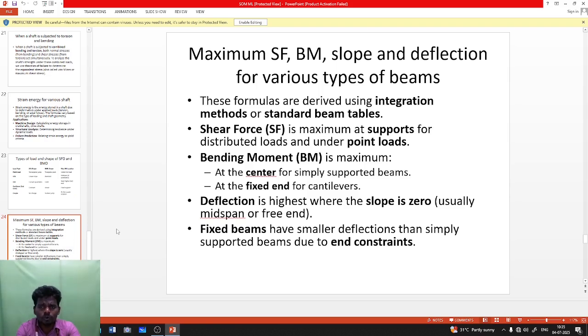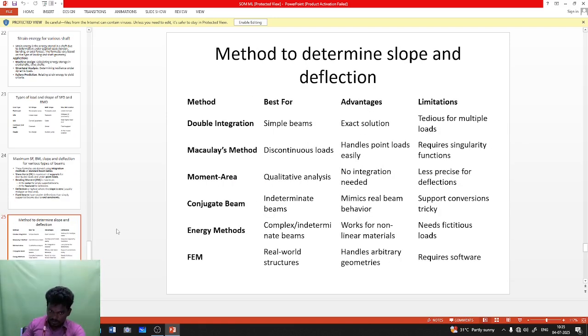Maximum shear force, bending moment, slope and deflection of various types of beams. The formulas are derived using integration methods or standard beam tables. Shear force is maximum at supports for distributed loads and under point loads. Bending moment is maximum at the center for simply supported beams and at fixed ends for cantilevers. Deflection is highest where the slope is 0, usually midspan or fixed end. Fixed beams have smaller deflection than simply supported beams due to higher constraints.